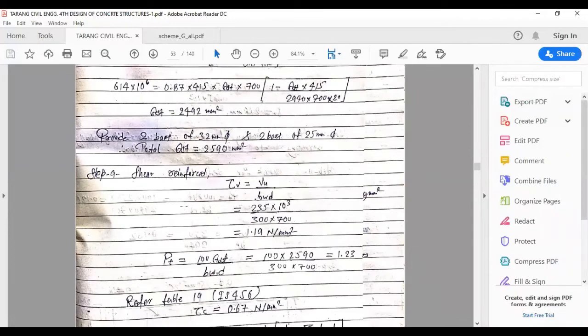Now the requirement of shear reinforcement. It is represented by tau V, and the formula is Vu upon width of web into D.